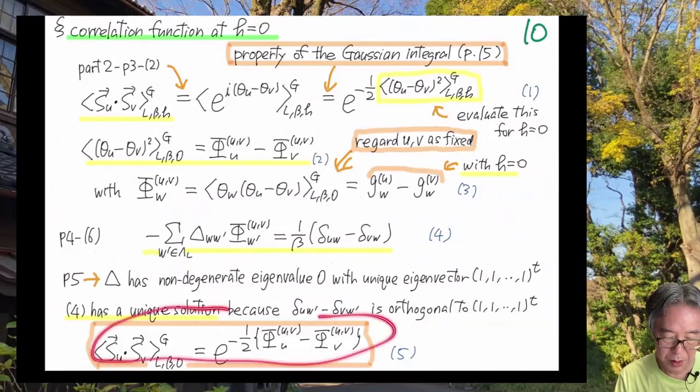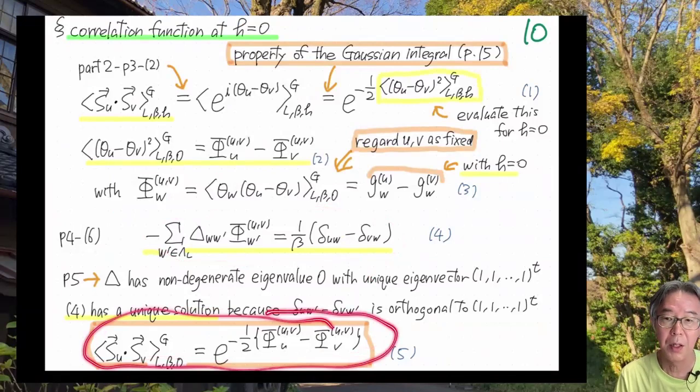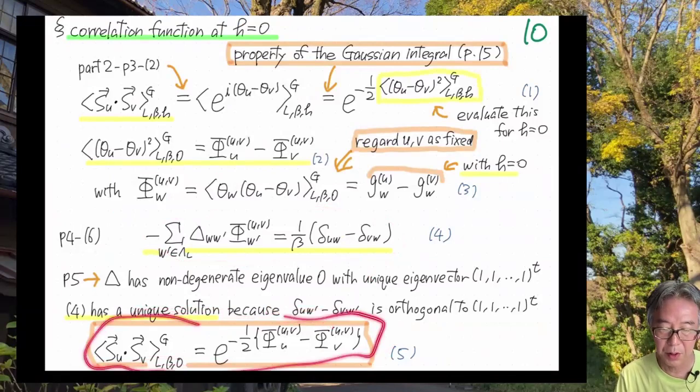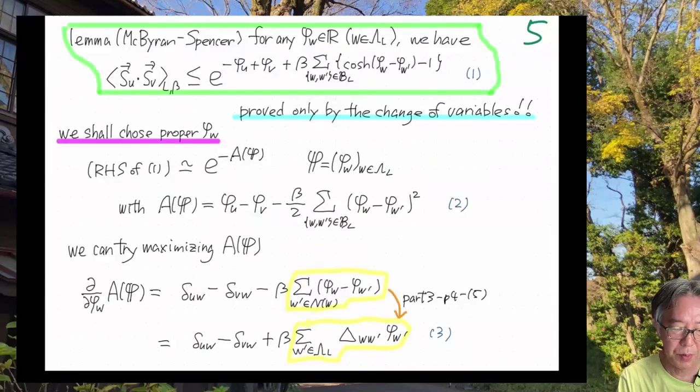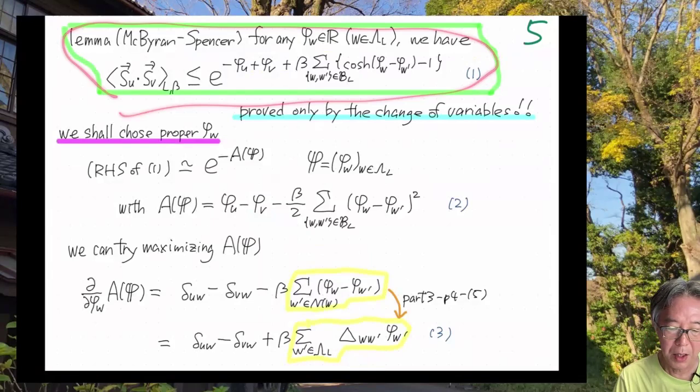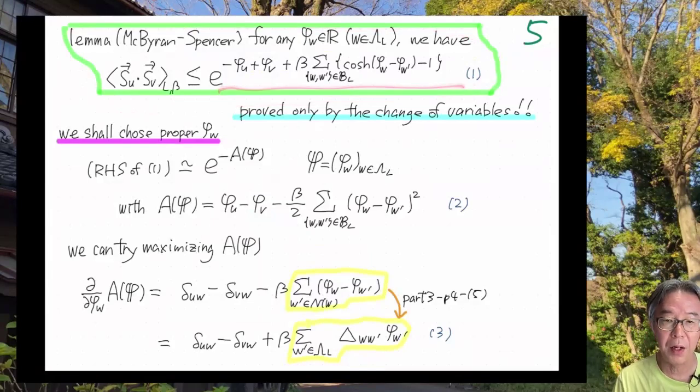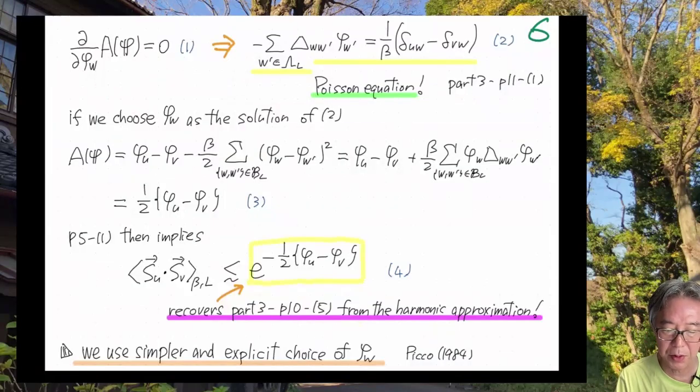Yes, this one. So this is a Poisson equation, and this is a bound obtained from the harmonic approximation. So we have exactly recovered this. And here we are discussing a rigorous upper bound. So this is one strategy of using this Maclaurin-Spencer lemma. This is valid for any phi, so you can choose this phi as the solution of this Poisson equation.